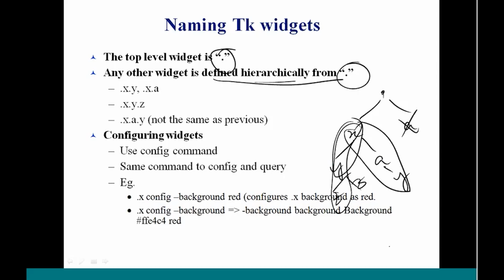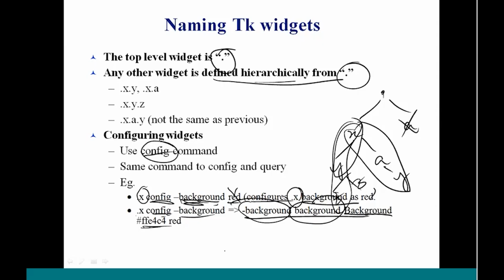And then how do we configure widgets? This is another thing that we saw. This is using the config command or configure command. So the beauty of this command is it's the same command that you can also use to query a particular configuration. For example, here the window is .x, and we give this config command and then say background red. So now the command configures this particular window with the background color red. Now if we omit this red and then just give .x config dash background, that returns this string, and you can see that this is the background, and the background color is determined by FFE4C4 in hex, and then it's actually red, the actual color red. So it gives you all this information.